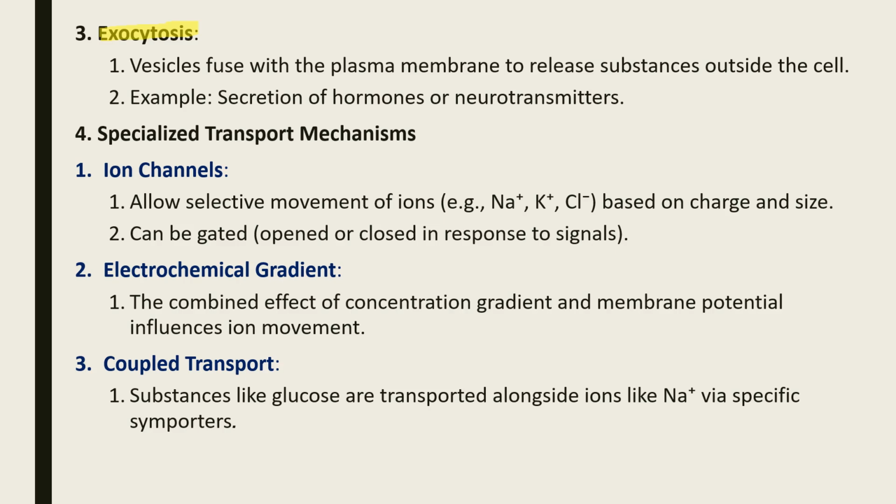The fourth one is specialized transport mechanisms, like ion channels and electrochemical gradient, and the third one is coupled transport. What is an ion channel? It allows selective movement of ions, for example, sodium, potassium, and chloride, based on charge and size, and can be gated, open or closed in response to signals. Then we have the electrochemical gradient, the combined effect of concentration gradient and membrane potential that influences ion movement. And last but not least, coupled transport: substances like glucose are transported alongside ions like sodium with specific transporters.